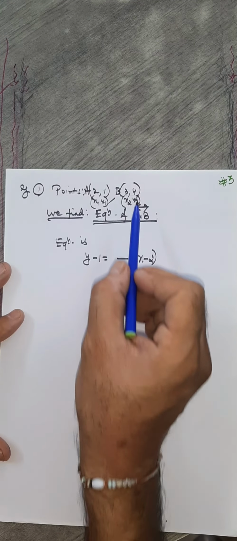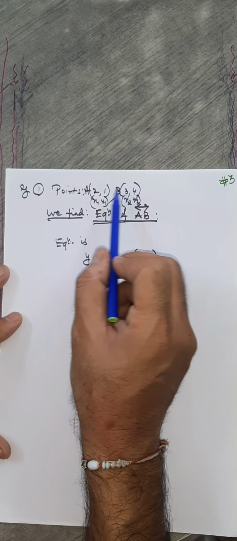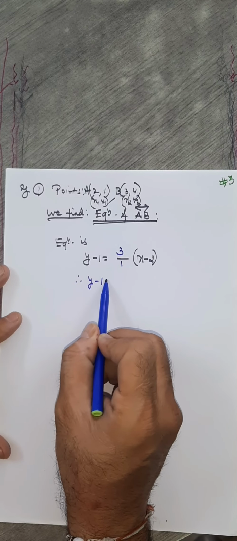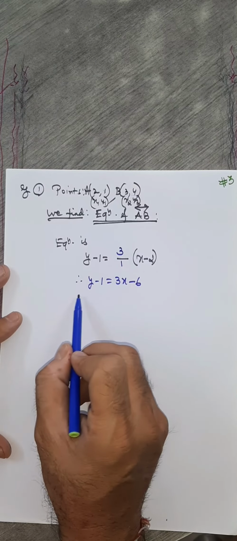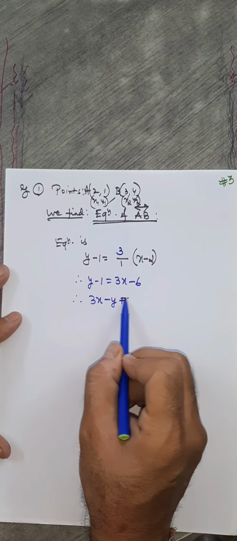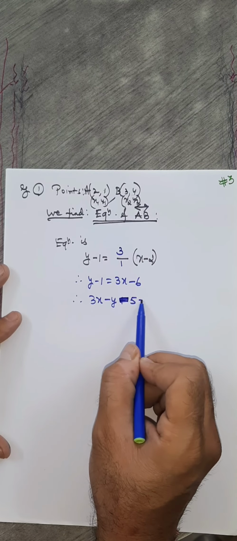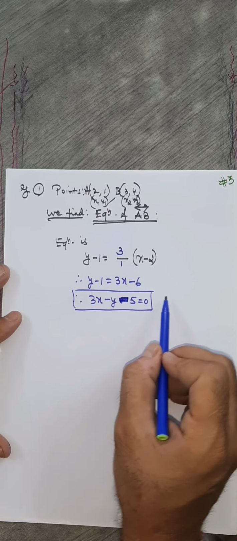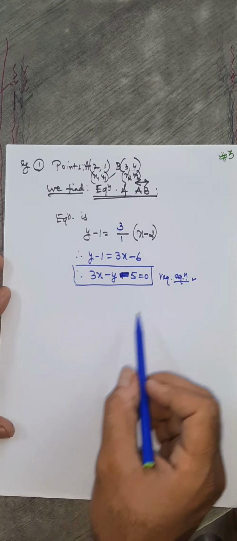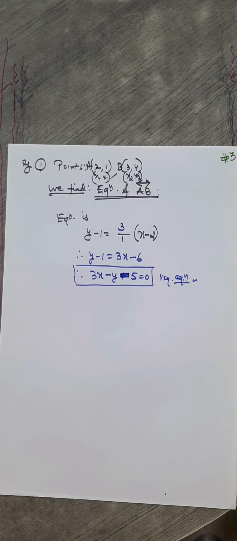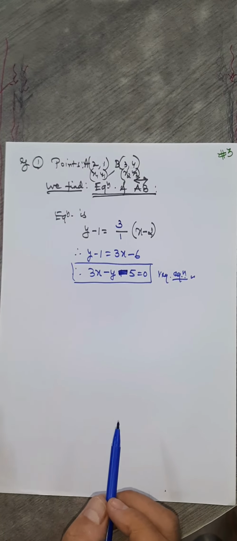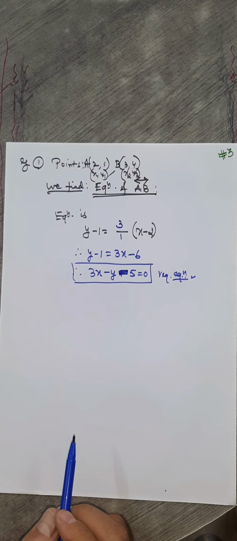Now here you need the slope. What's the slope? y2 minus y1, so 4 minus 1, 3, upon x2 minus x1, that is 1. So we have y minus 1 equals 3x minus 6. So therefore we have 3x minus y, I'll take on the other side, so I suppose this is minus 5 equals 0. This is the required equation. Got it? Required equation. Equation of the line through the given 2 points. Which 2 points? 2, 1 and 3, 4. Clear? Okay. So that is the 2-point form.